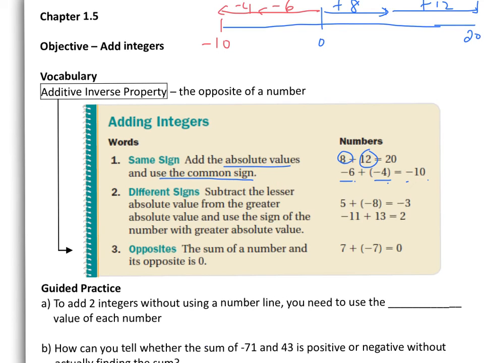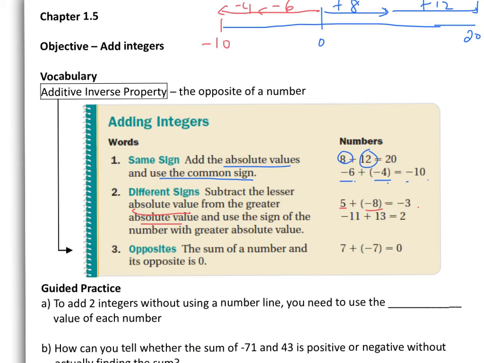So when you're adding integers with different signs, you subtract the lesser absolute value from the greater absolute value. And you would use the sign of the number with the greater absolute value. So negative 8 would be the lesser value, and we need to subtract that from the greater absolute value of 5. So that would give you negative 3. And we use the negative sign because negative 8 has a greater absolute value of 8.